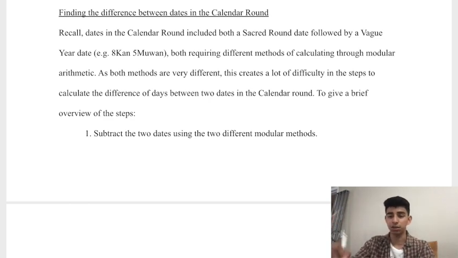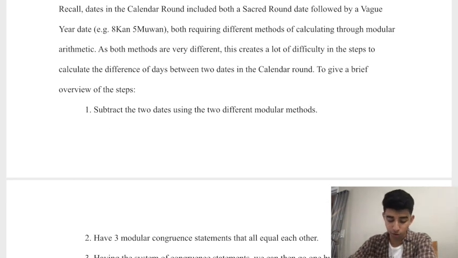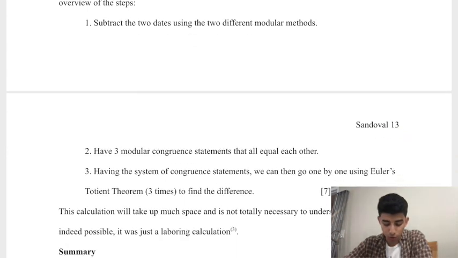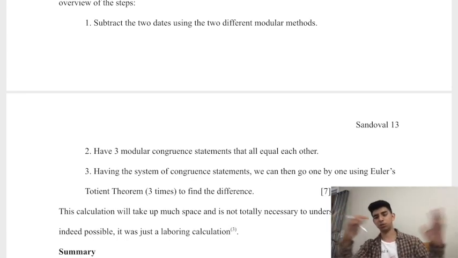I did include a link in the notes showing all the work that I went through to find the number of days between two dates in the calendar, but pretty much just to give a brief overview of the steps. So firstly, you have to subtract the two dates, and using the two different modular methods, you will end up with three different modular congruent statements that all equal each other. And having this system of congruent statements, you can simplify them to similar factors, and then you go one by one using Euler's Totient theorem 3 times to find the difference between the two dates.